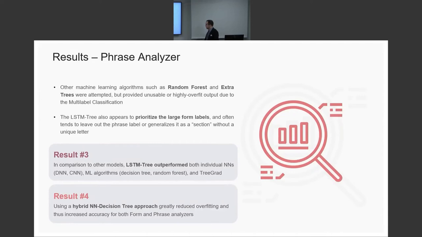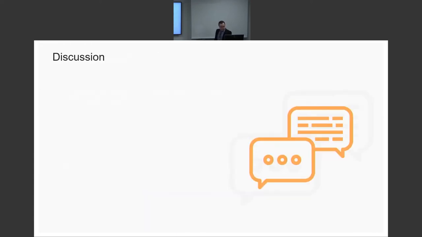So result number three: in comparison to other models, the LSTM tree outperformed both individual neural networks, machine learning algorithms, and TreeGrad. And lastly, using a hybrid neural network decision tree approach greatly reduced overfitting and thus increased accuracy for both form and phrase analyzers.